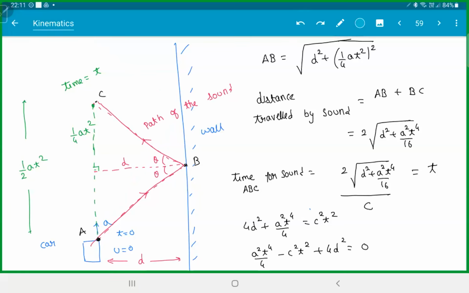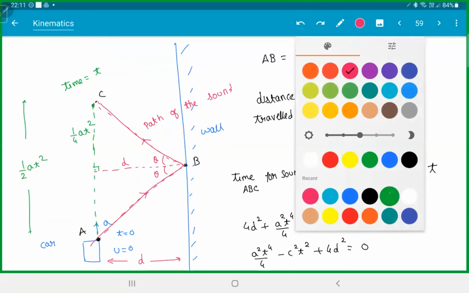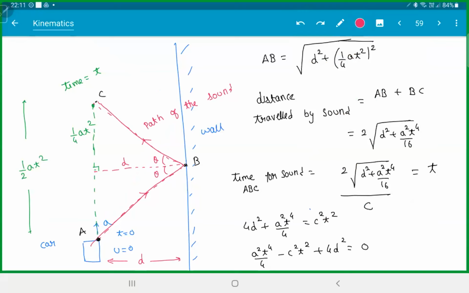Please look at this equation once, what I did. So in time t, the car will travel half a t square. The sound will travel from A to B and B to C at an angle theta. So I found the total distance traveled by the sound and divided by the speed of the sound. I got the time. And that time should be the same as the time taken for the vehicle to go from A to C. I got an equation, power 4. I just wrote t square as x and I solved the equation. Any doubts on this page?